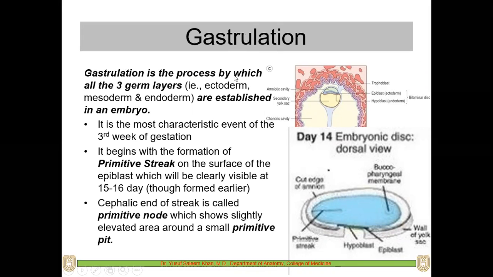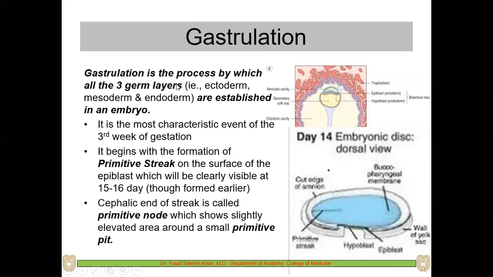gastrulation, the process by which all the three germ layers are formed, as I was telling before. So all the body structures are formed from any of these layers. There are only three layers: ectoderm, mesoderm, and endoderm. So all the body structures are formed from any of these three layers.